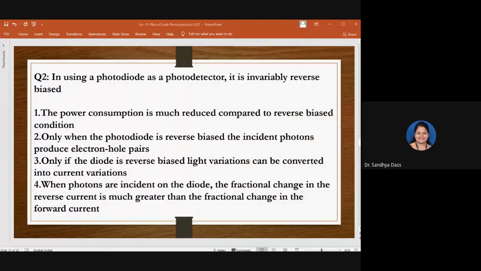Answer which is the appropriate sentence with regards to photodiode. You can just give the number there as the answer, indicate the number there.